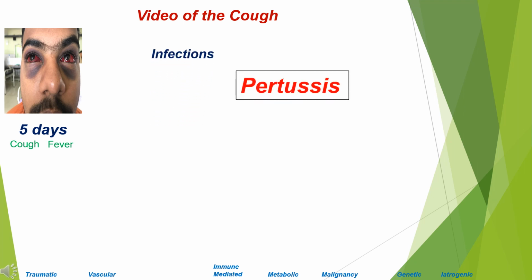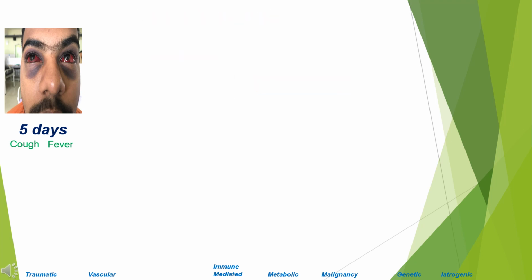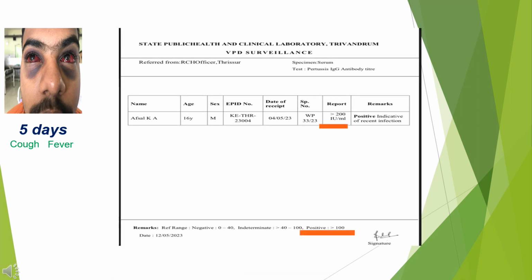The diagnosis of whooping cough is made by the classical whoop that has been recorded. The patient was treated with azithromycin. This was a sample that was sent to the state public health laboratory, which revealed IgG levels of more than 200, and a value more than 100 was positive. So this revealed a positive case of whooping cough.